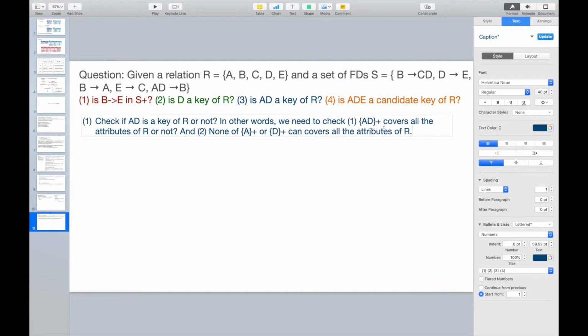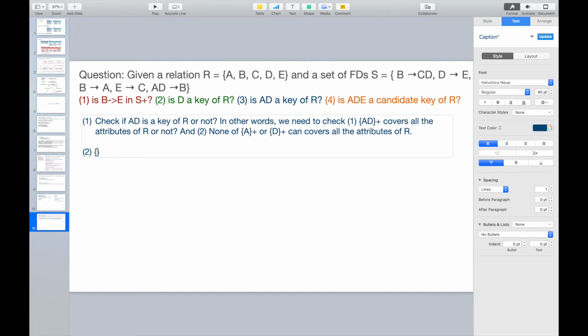We need to check two things, right? The first part is to check the closure of AD to see if it can cover all the attributes or not. And we also need to check the closures of its subsets. We need to make sure none of its subsets can cover all the attributes. We have computed D closure already in problem 2. And then let's do this problem together.